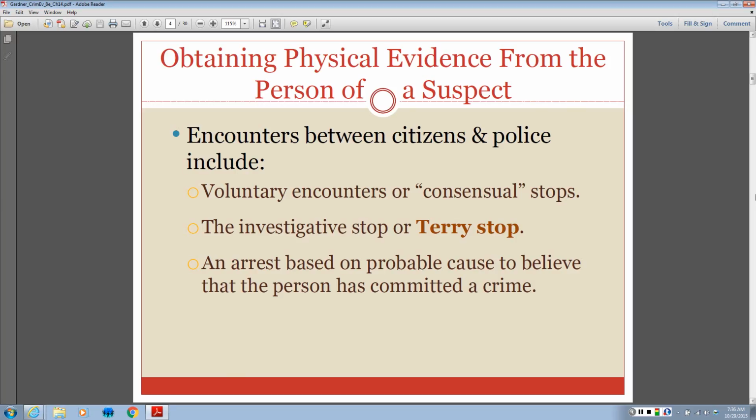So he is engaging in a brief detention that's limited in scope, and patting down the outer clothing of the suspects. That's called a protective sweep. There's nothing wrong with that. That's what a Terry stop is.